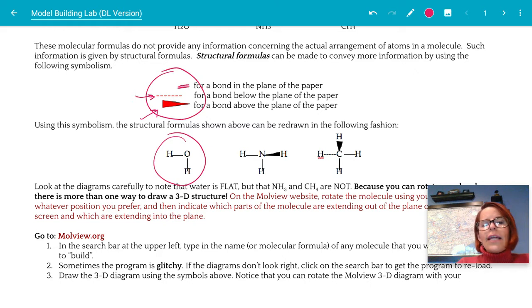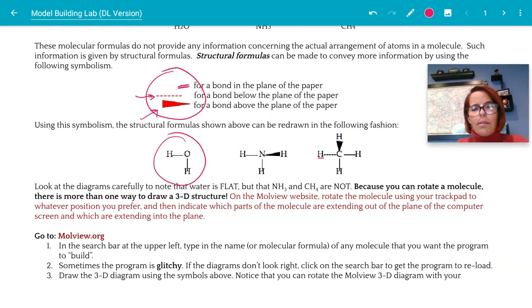So let's look at the NH3 that's next to it. In this case, they're showing that two of the H's are flat with the screen and one of the H's is coming out toward me. In the example of methane, or carbon tetrahydride, it shows me that one of the hydrogens is coming out toward me, one of the hydrogens is pointing back through the screen, and two of the hydrogens are flat with the computer screen here. So we're going to use that bit of symbolism in order to draw what we need to draw for this lab.